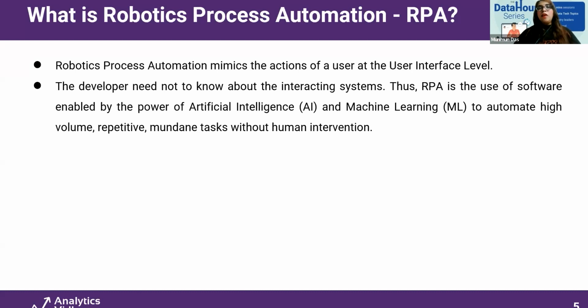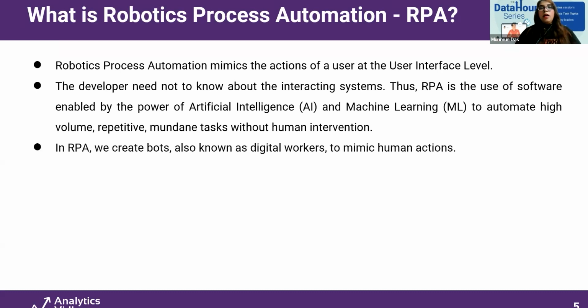So these kinds of software are enabled by the power of artificial intelligence and machine learning, and they automate high volume, repetitive, mundane tasks without human intervention. In RPA, we create bots, also known as digital workers. These bots are also referred to as digital colleagues, and they mimic human action. So that is what I said before.